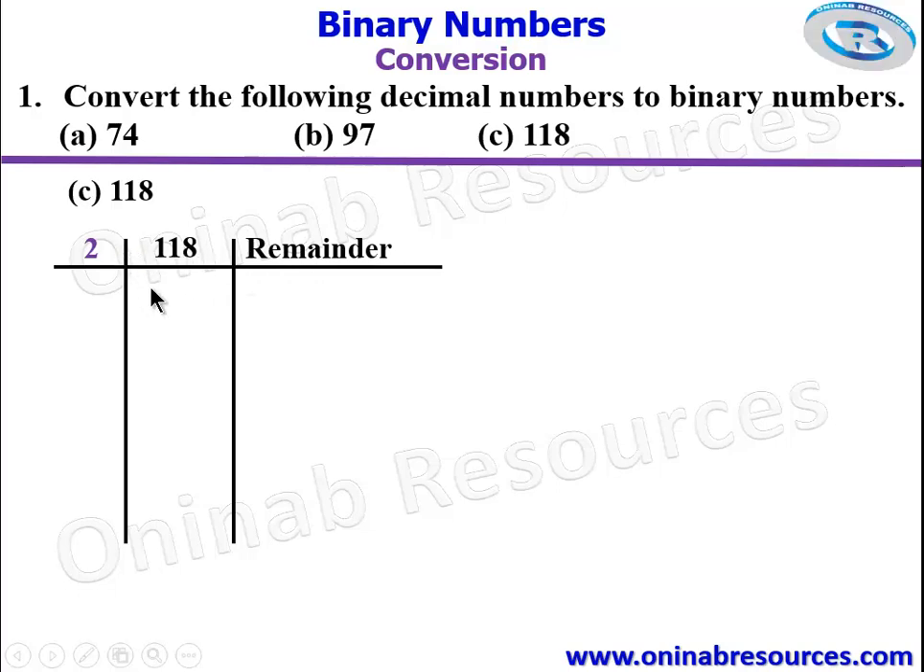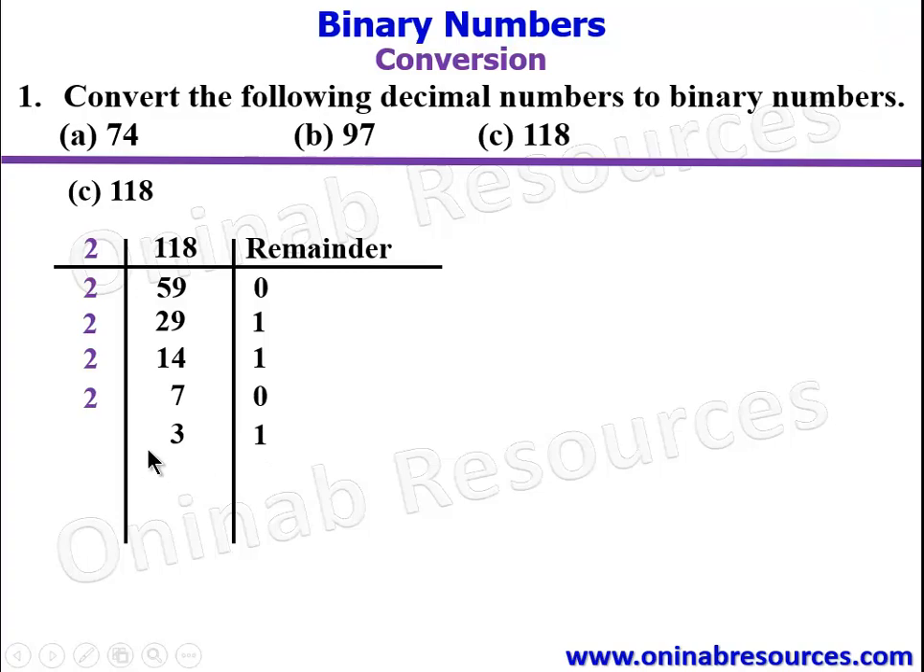So 118 divided by 2 gives 59, remainder 0. 59 divided by 2 gives 29, remainder 1. 29 divided by 2 gives 14, remainder 1. 14 divided by 2 gives 7, remainder 0. 7 divided by 2 gives 3, remainder 1. 3 divided by 2 gives 1, remainder 1. And finally, 1 divided by 2 gives 0, remainder 1.